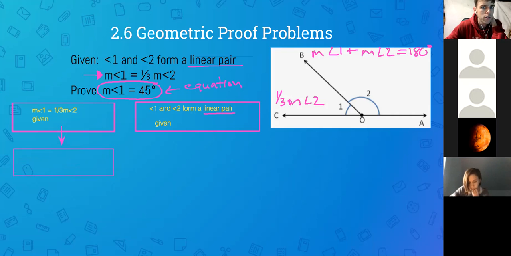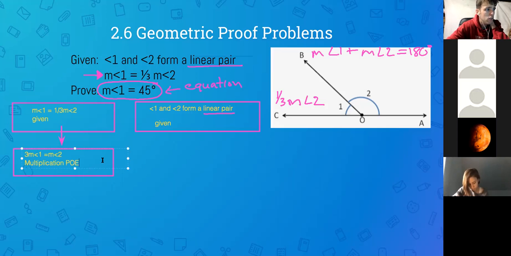This is a tricky little proof. So that looks like this. It becomes 3 times the measure of angle 1 is equal to the measure of angle 2. And I did that by multiplying both sides by 3. So I used the multiplication property of equality.